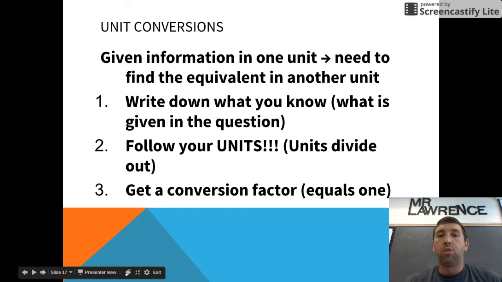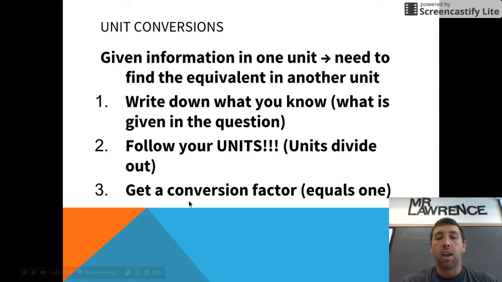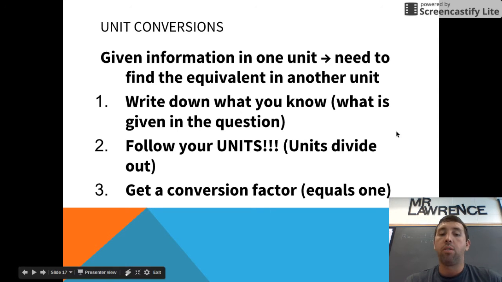So here are the 3 rules I want you to memorize on how to do conversion problems. 1, you're going to write down what you know. This is what's going to be given to you in the question. Number 2, you will follow your units. When we follow our units, we want it to be as if the unit from the original question gets canceled out by our conversion factor. And step 3, I'll show you how to get a conversion factor. And basically, those are fractions that we create based on equations when we know what equals what. And I'll show you what all this means here shortly.